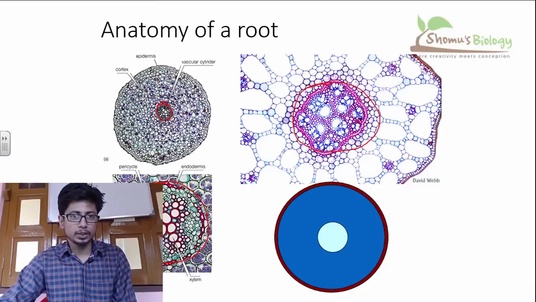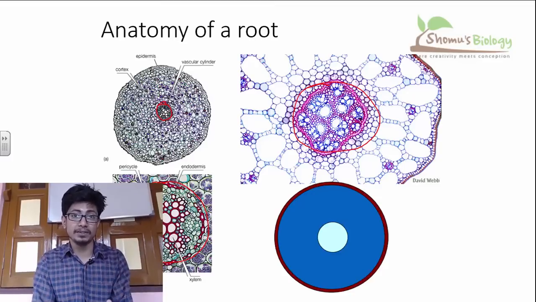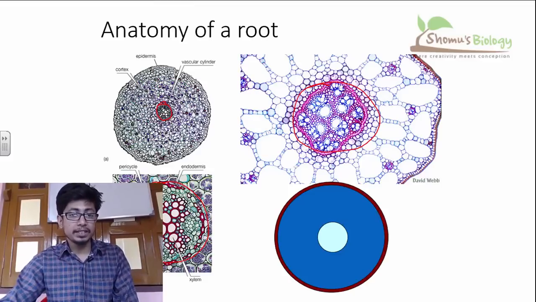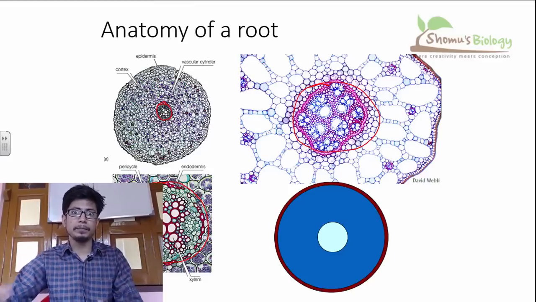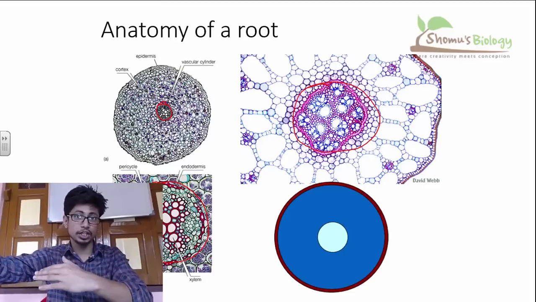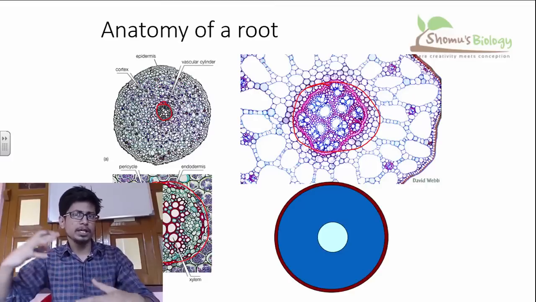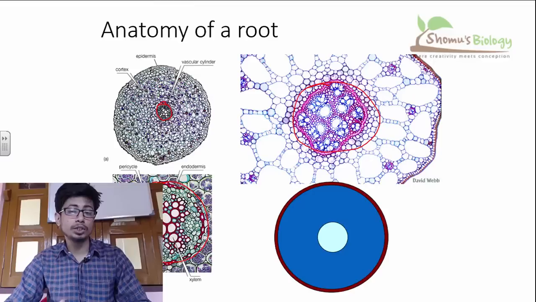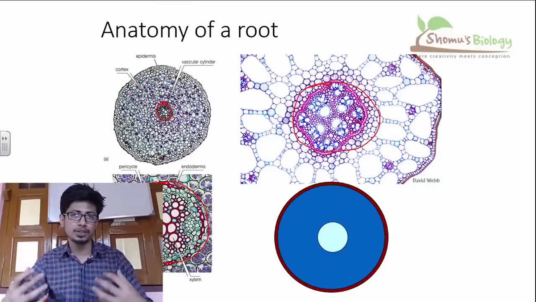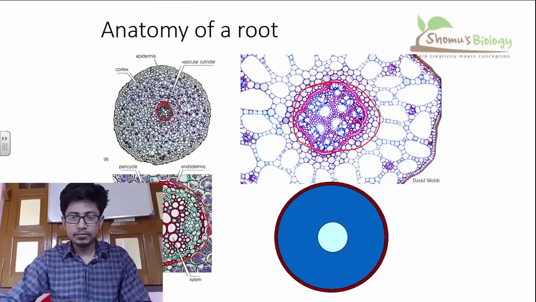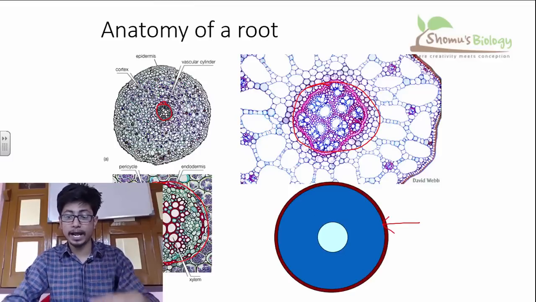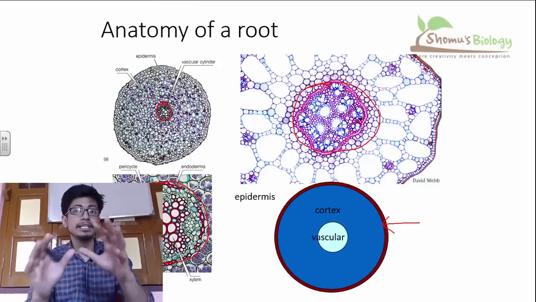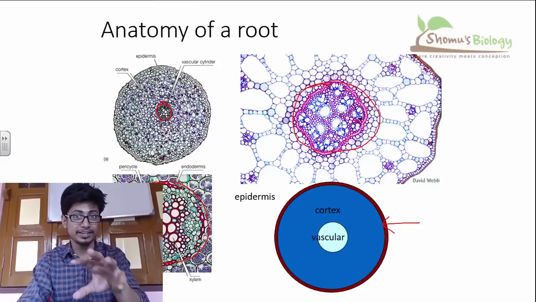The outermost layer is known as the epidermis. This is the dermal layer, right? The dermal tissue that is present outside. And the third thing is the cortex, which is present in between the epidermis and the vascular cylinder. The cortex is made of multiple tissues, and it actually contains several different, mostly ground tissues, to give structure and, most of the time, serve as a storage unit. So this is a schematic representation of a plant root: the epidermis, the cortex, and in the middle the vascular tissue. You should not forget this basic diagram.